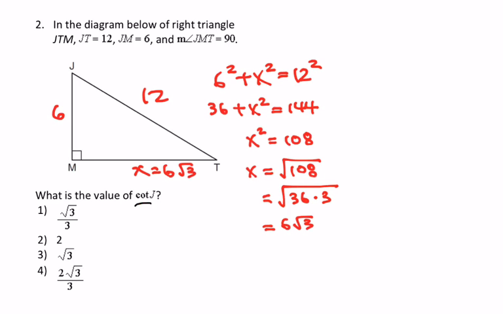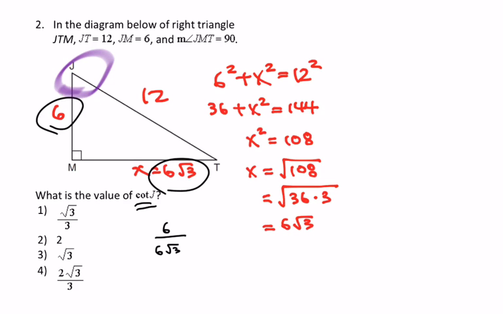Now, note that this is not the final answer. What we're looking for is cotangent of J. How do you find cotangent of J? That's the reciprocal of tangent. That means instead of having opposite over adjacent, we have to do adjacent over opposite from angle J. So we have to do 6 divided by 6 radical 3. When we simplify this, we get 1 over radical 3.